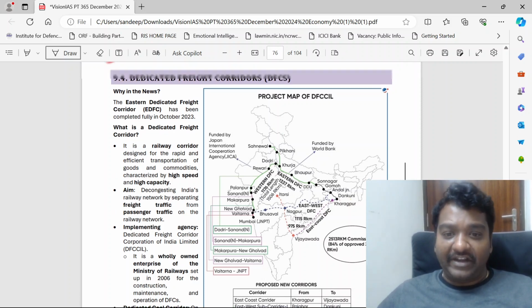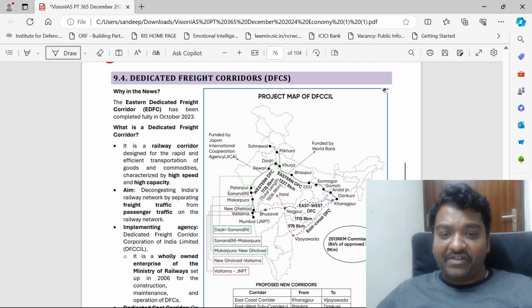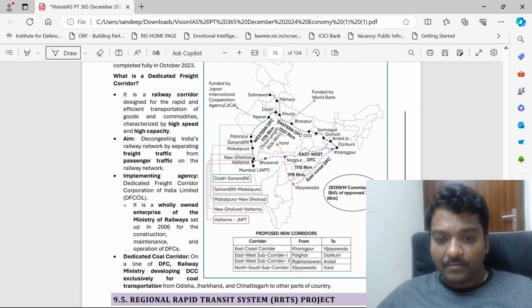Here we have different dedicated freight corridors. You can see here western dedicated freight corridor, eastern dedicated freight corridor, east coast corridor. You see, east coast corridor, Kharagpur to Vijayawada. Okay, east west sub corridor, Palghar to Dankuni. Then Raj Karsavan to Andal. Fine. So please see here.